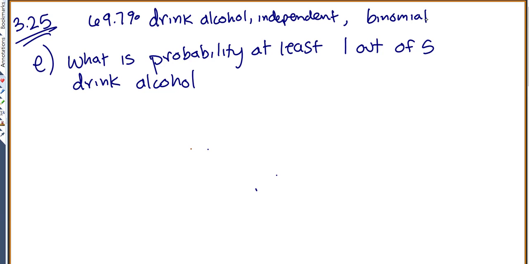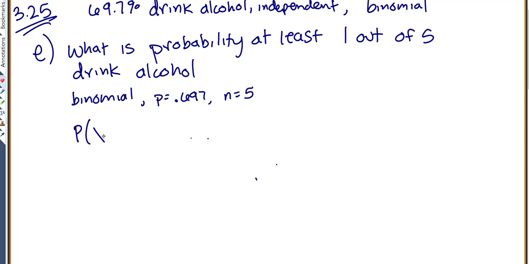And so as you do the problem, sometimes it's easier to do the binomial distribution. For part E, we can use it. We don't actually have to, but we can. So when it says, what is the probability that at least 1 out of 5 drink alcohol? So this would be binomial, with the probability of them drinking alcohol is 0.697, and we're looking at 5 people.